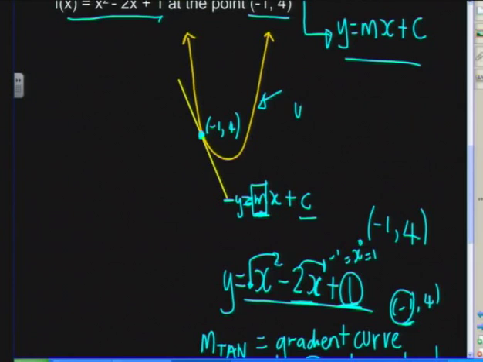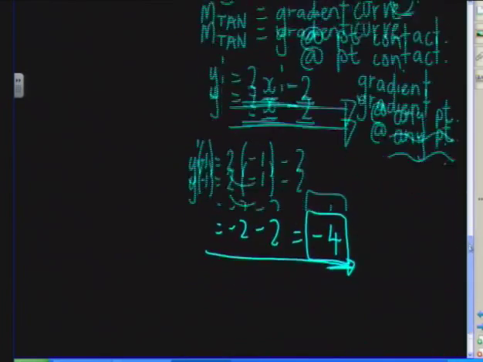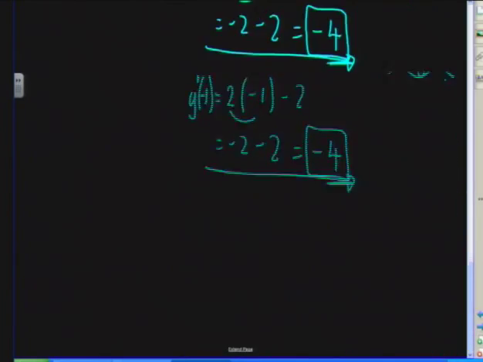So in y equals mx plus c, we now can replace m with -4. So we now get y is equal to -4x plus c. To find the coordinates of c, which is the y-intercept, all you need to do is substitute your point of contact, which is -1 and 4, in place of y and x, and then you solve for your y-intercept.